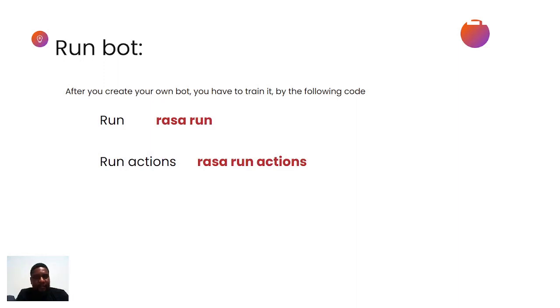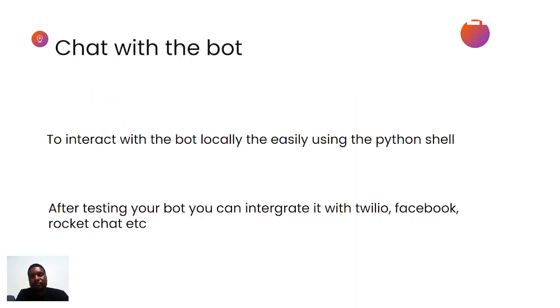Then when you want to run the bot, you just do rasa run, and if you want to test it on an external channel, then you run rasa run actions. I'll show you everything, how to handle these commands and how to use them and when to use them. Then the last thing you will do is just try to interact with the bot locally using the Python shell, as I told you before. And after testing your bot, you can integrate it with Twilio, Facebook, Rocket Chat, etc.